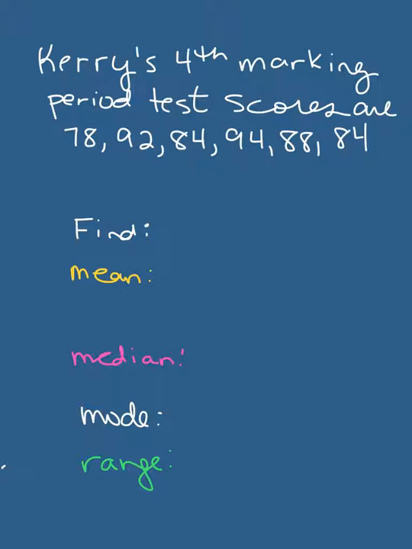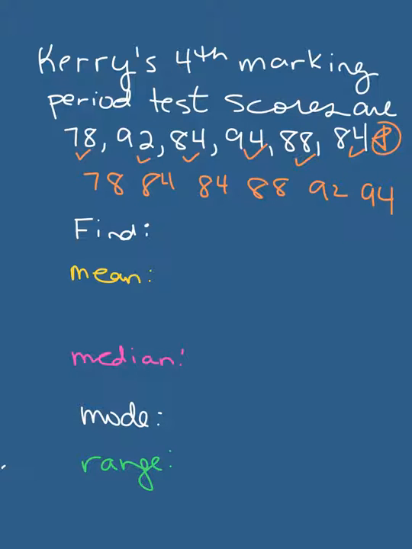So I have 78. I'm going to list that as my lowest number. I'm going to put a little check so I make sure I take care of it. And then I have 84, and then I have another 84. And I have 88 and 92. And my last value is 94. Now, just to make sure I didn't miss any, I like to count to see what I have. So I have 6 numbers to start with, and I have 6 numbers, so it looks like I did not forget anything. So now I'm going to find the mean.